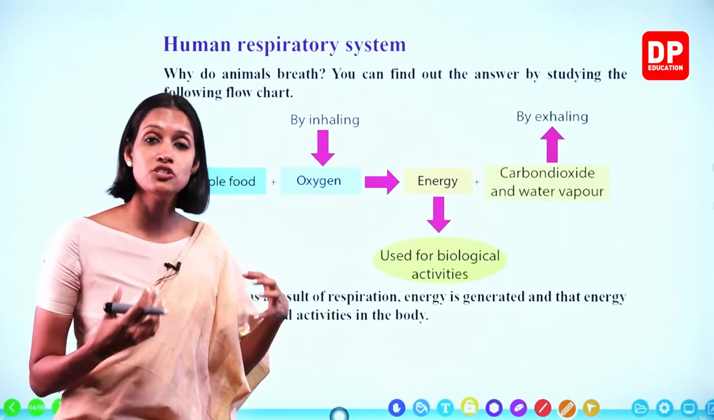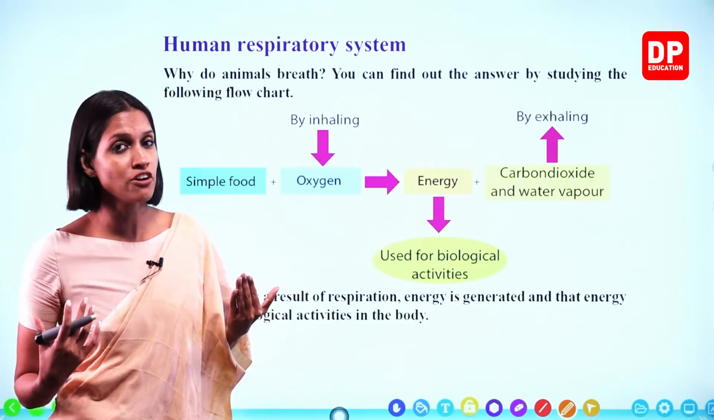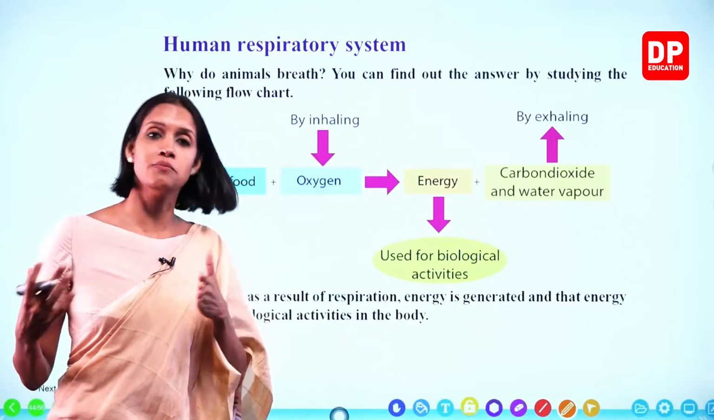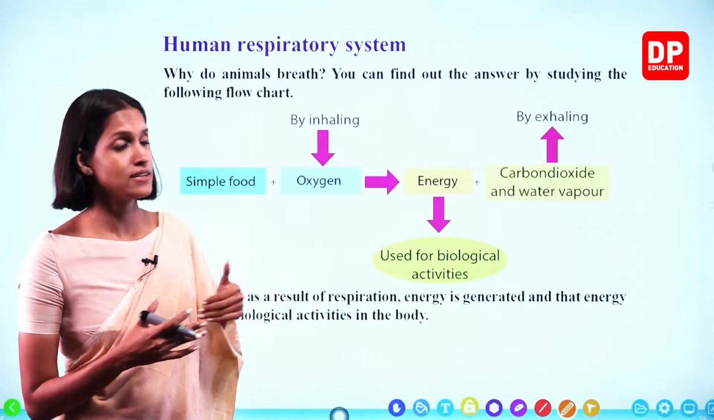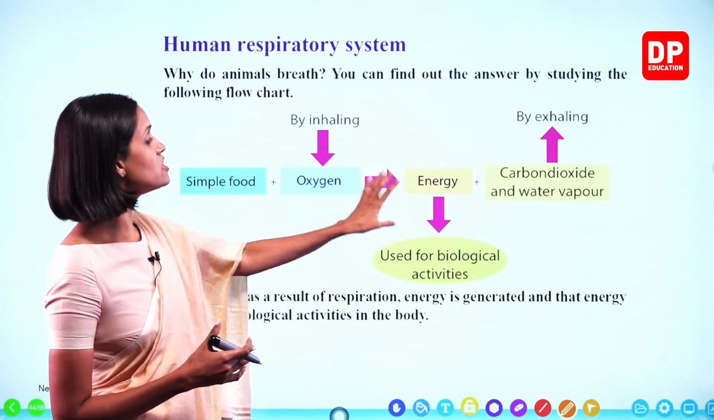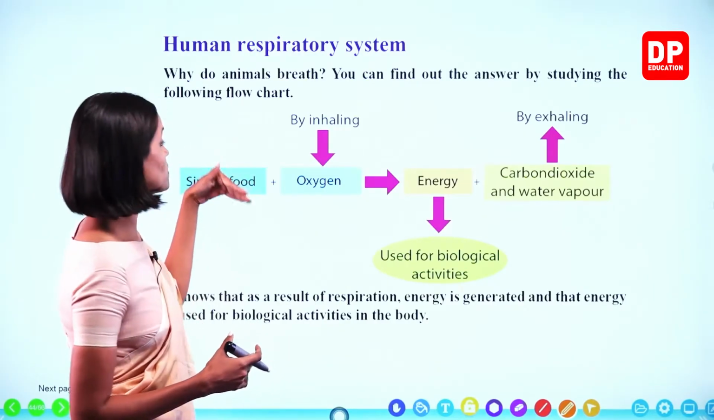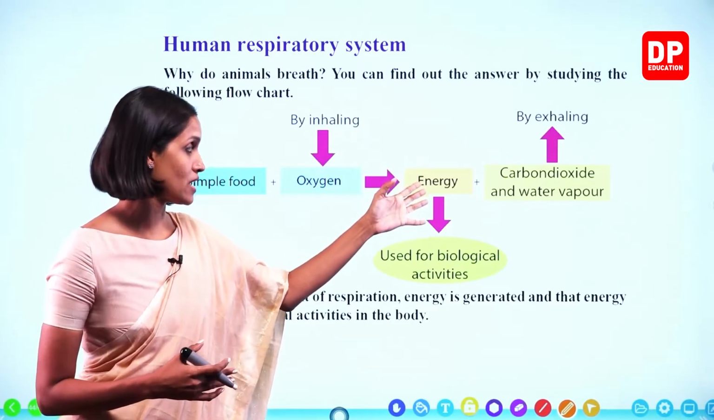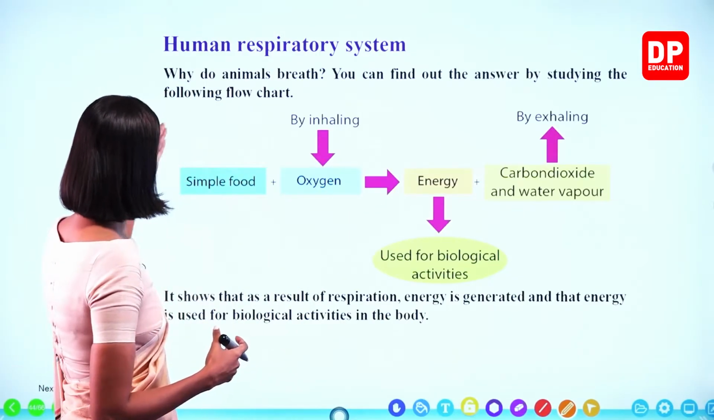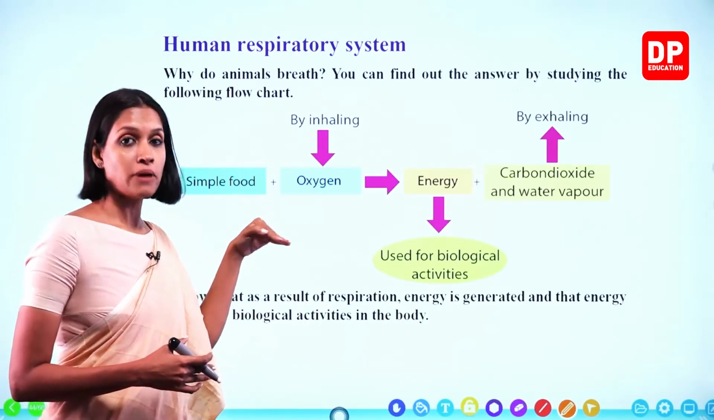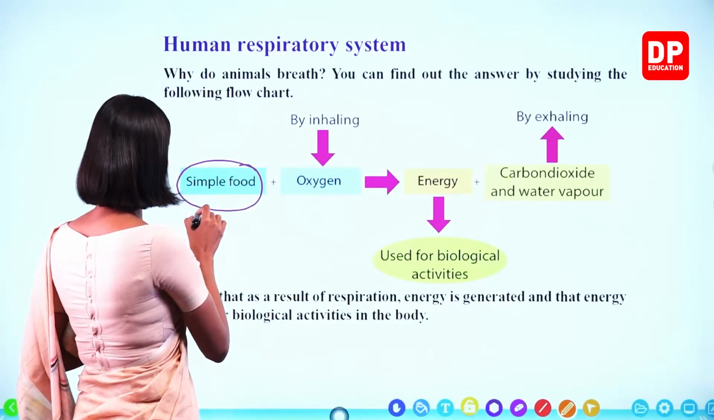So, we need energy to do all the activities, right? Some activities need a large amount of energy and, compared to the other activities, some activities need only a less amount of energy, right? However, energy is produced in this method, okay? So, when simple food reacts with oxygen, energy, carbon dioxide gas and water vapor are produced, okay? Now, how do we obtain simple food? By digestion of food, right? Simple food is provided by digestion.